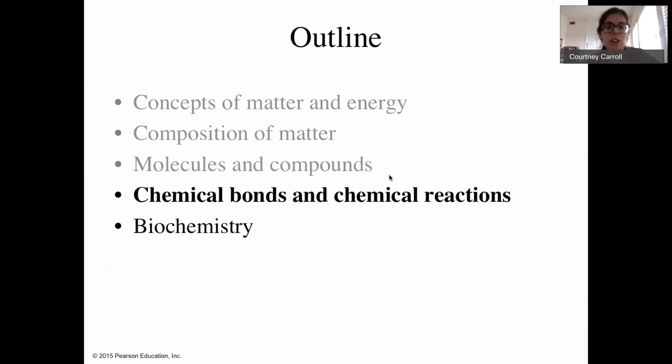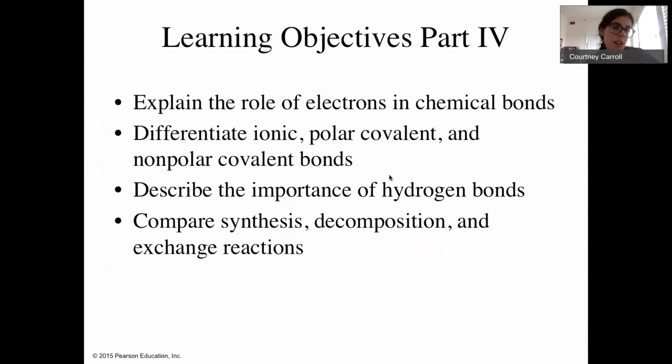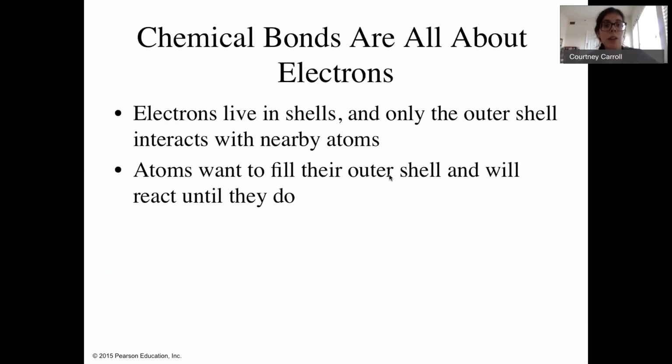Now that we've defined our terms, let's talk about chemical bonds and chemical reactions. So our learning objectives here are to explain the role of electrons in chemical bonds, to talk about some different types of bonds, and to compare some basic chemical reactions. So chemical bonds are all about the electrons.